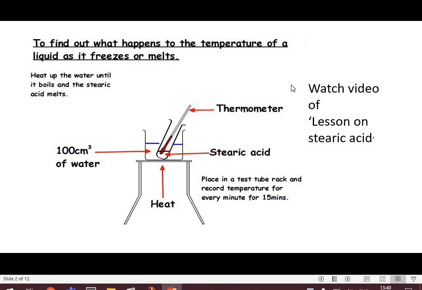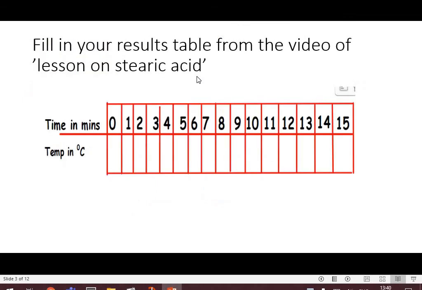I want you to watch the video of the lesson on stearic acid first, and you should see this setup, and it should explain to you what happens. As well as that, on the video, you'll be able to fill in this results table to see what happens to the temperature as the stearic acid cools down.